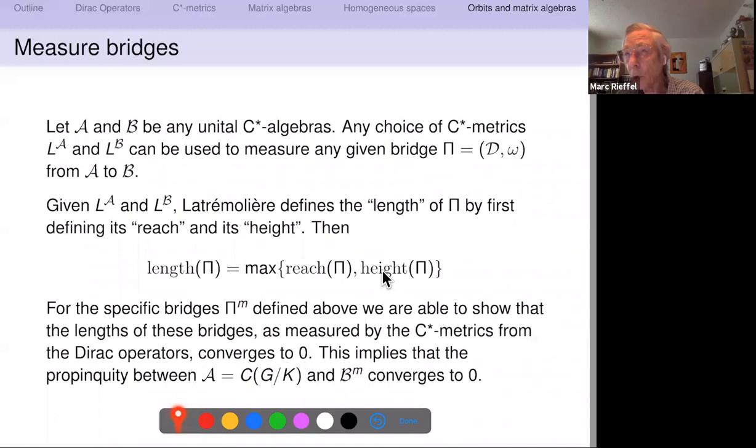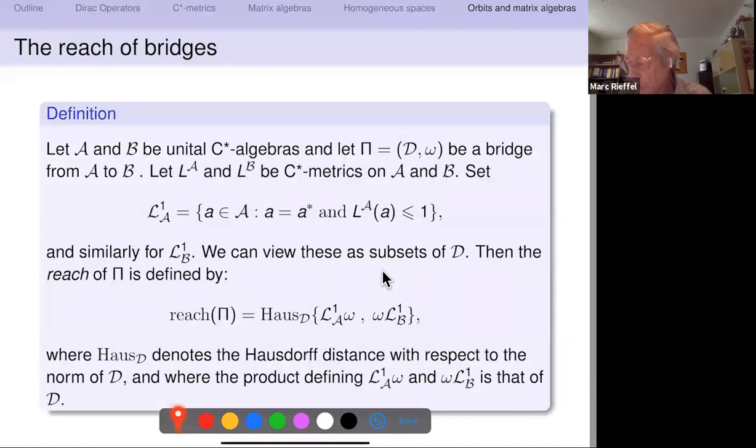So that's how this all works. And I guess I have a few more minutes, so let me go on just a little bit more, so you have some idea of what this general definition is all about. If A and B are unital C-star algebras and you have some bridge, then you have C-star metrics. You first define this real subspace, which you can view as the unit ball for your semi-norm inside the self-adjoint elements, and you define the same thing for B. We can view both of these as subsets of D, the C-star algebra D that's part of our bridge.